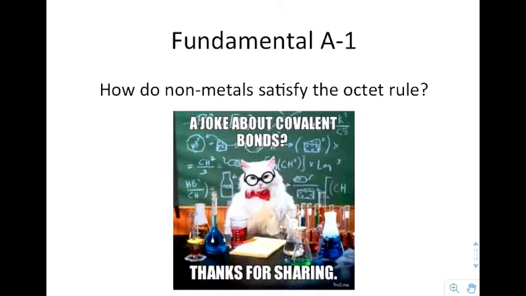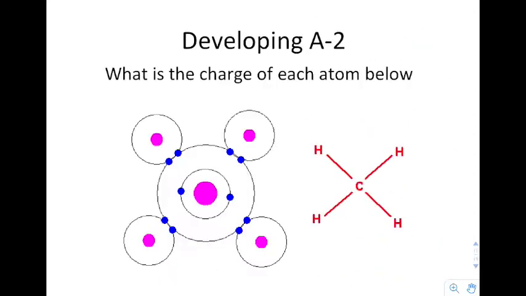So, how do nonmetals satisfy the octet rule? They do it by sharing. Okay, whenever they share the electrons, both of them seem to have 8. And you see this, a joke about covalent bonds. Thanks for sharing. It says, what is the charge of each atom below?